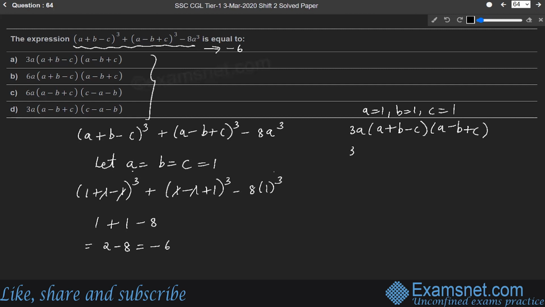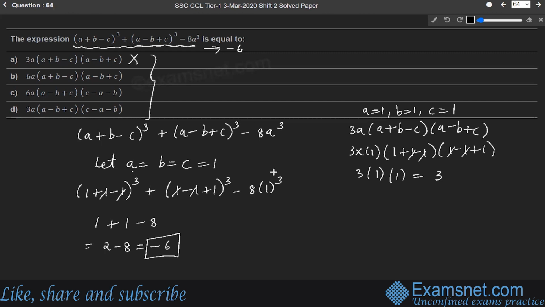3 into 1 multiplied by 1 plus 1 minus 1 multiplied by 1 minus 1 plus 1. 3 into 1 is 3 multiplied by 1 minus 1, which will be cancelled. So 1 multiplied by again 1 minus 1 will be cancelled. So 1. Here we have 3 into 1 into 1. It will be 3. You can see that it is not equal to minus 6. It means that this is the wrong option. We should get minus 6 because minus 6 is the value for the given expression.